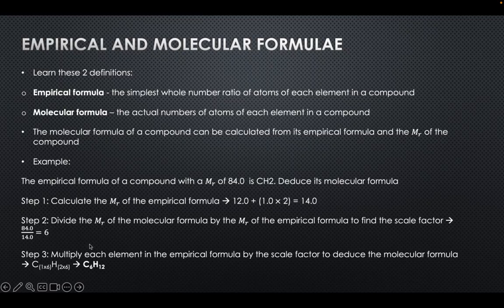The third step is that we then multiply each element in the empirical formula by this scale factor to deduce the molecular formula. So we've got CH2, okay? So we've got one carbon, we'll do 1 times 6 carbons, and we've got 2 hydrogens, so we'll do 2 times 6 hydrogens, which gives us the final answer. Our molecular formula is C6H12, which is hexene.